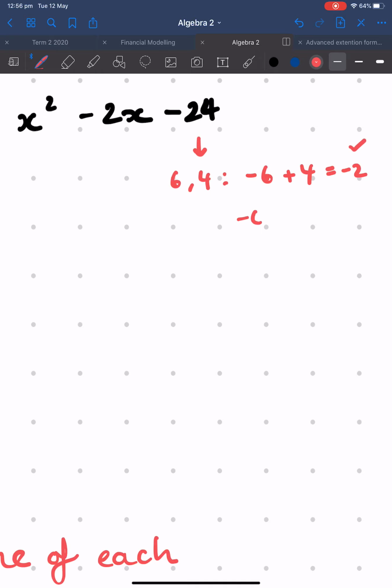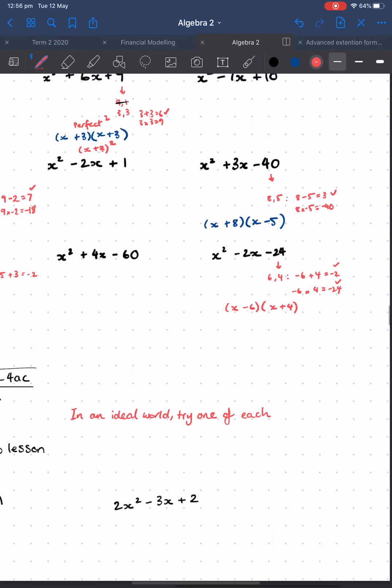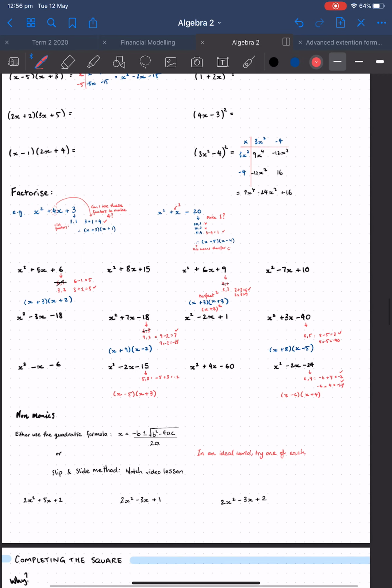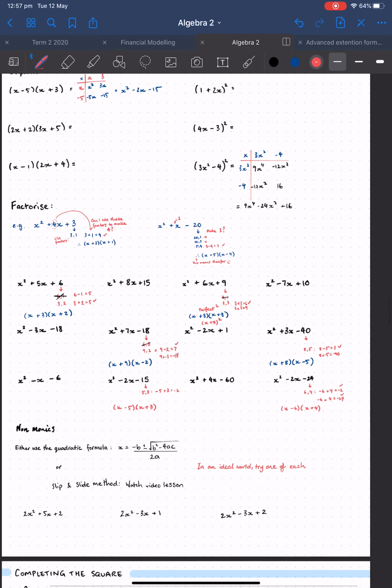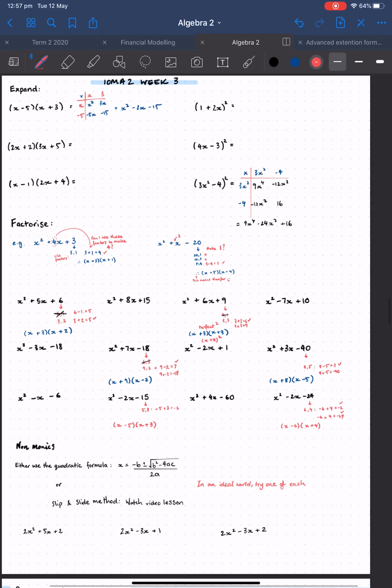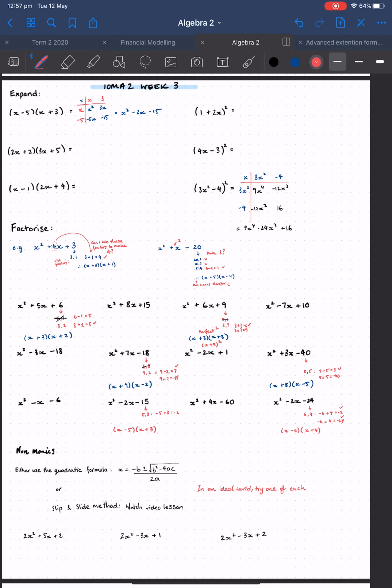And then you say, does negative 6 times positive 4 equal negative 24? Which is, again, what we want here. That also checks out. That means we're at our answer, which is negative 6 and positive 4. Okay, so hopefully that helps you enough with factorising that you can go back and fill in those blanks, or maybe attempt them all and then just check your answers, as well as expanding, which is a recap of hopefully where we're up to from last week.